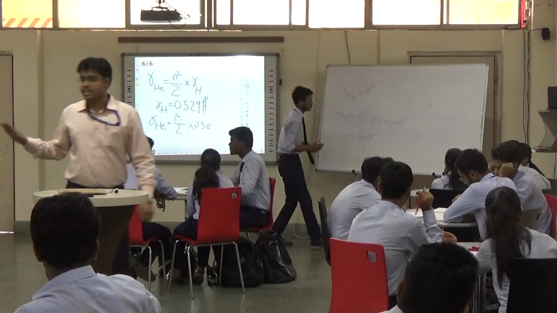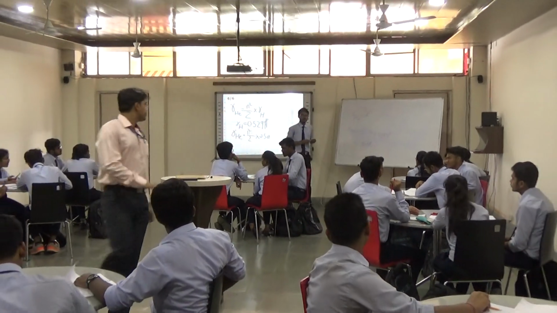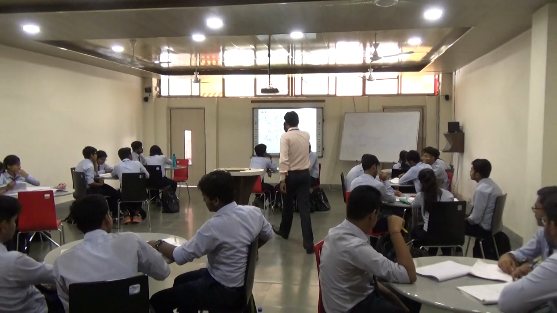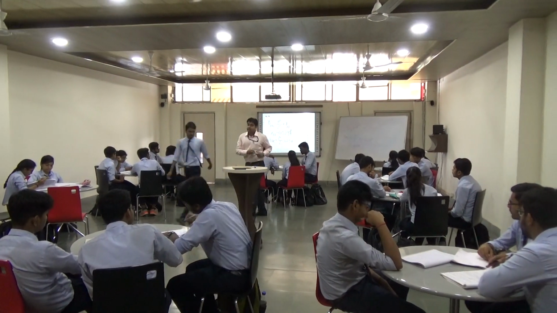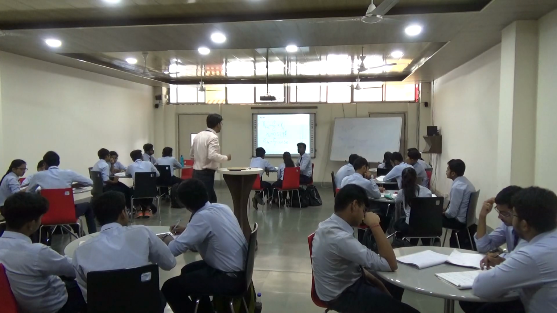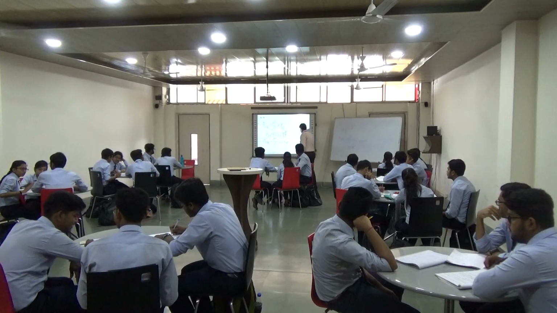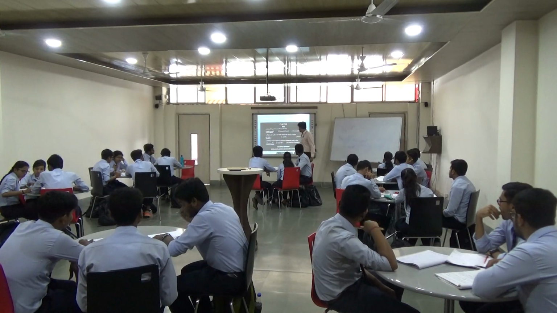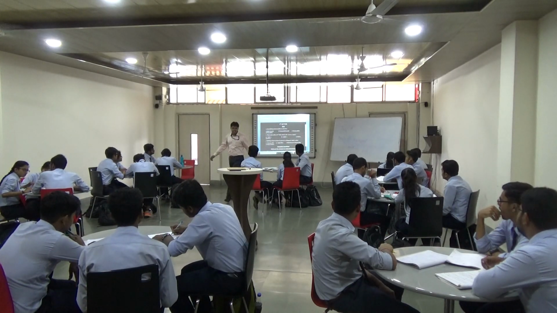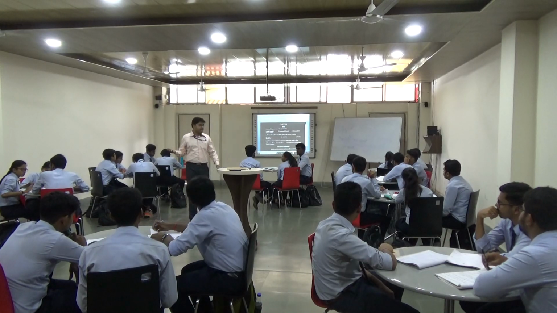Okay, I think all of you understand? Ready? Okay, now the third question. What was the third question? Splitting of spectral lines in the presence of a magnetic field, that we just discussed. I think all of you have the answer. Good.